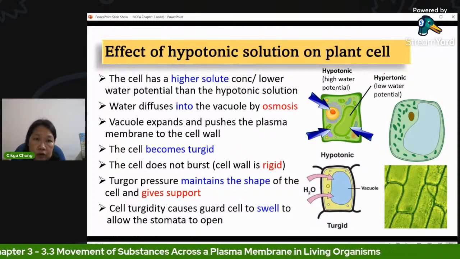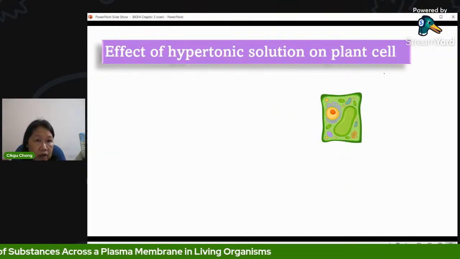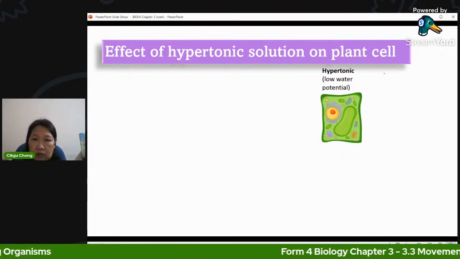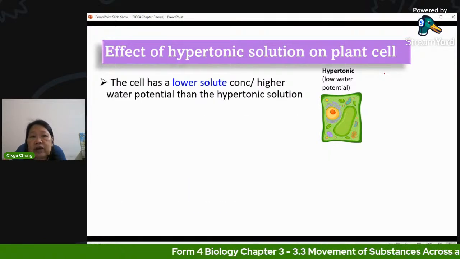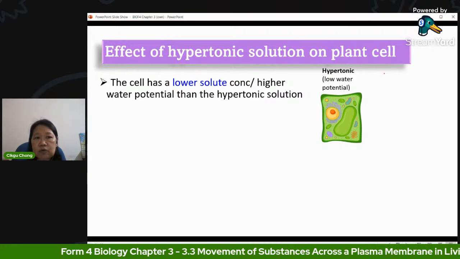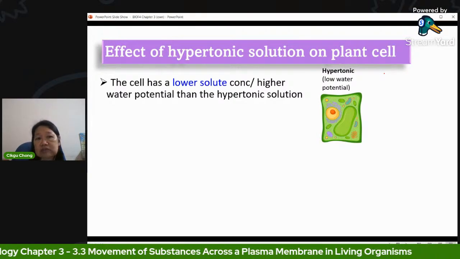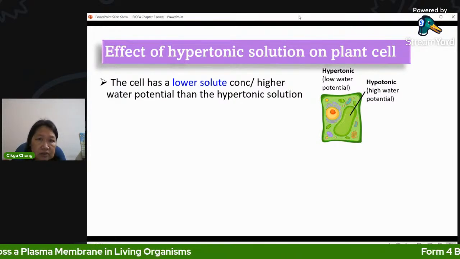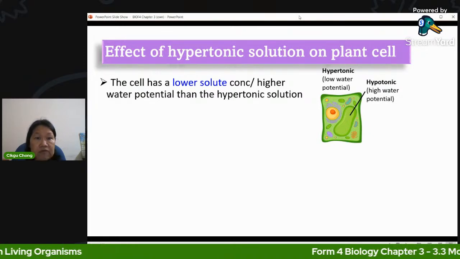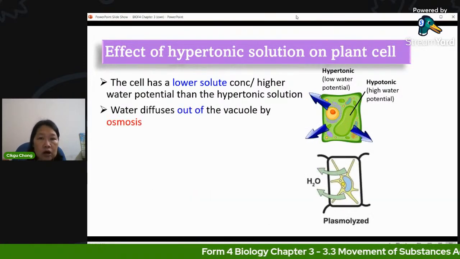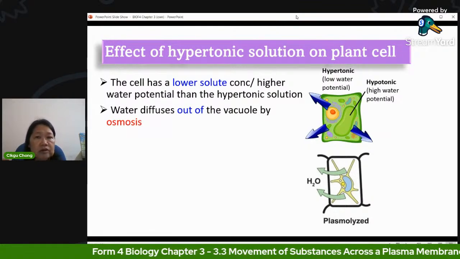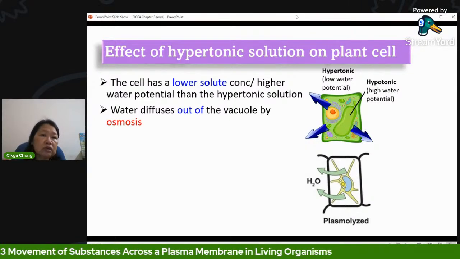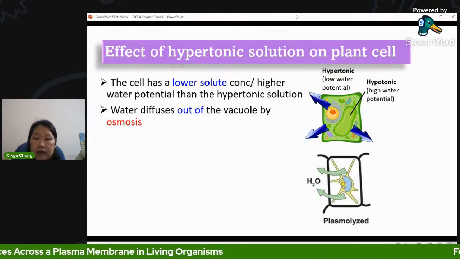Okay, so that's hypotonic. Now let's say hypertonic. What happens if you put into hypertonic solution? So hypertonic, low water potential, you put in very salted water, let's say. As a result, you can see, compare first. Inside the cell will have a lower solid concentration because outside is higher. Lower solid concentration means there is more water inside, higher water potential. Okay, higher water potential in the vacuole. And that will cause the water to diffuse out because inside is higher water potential. Inside is hypo, outside hyper now. So water will rush out, okay? It will diffuse out of the cell by osmosis.